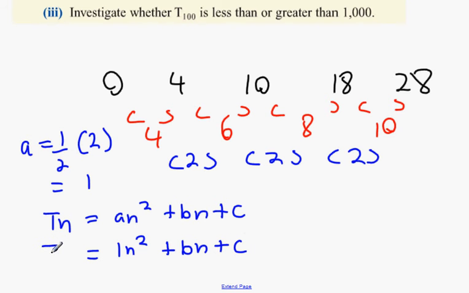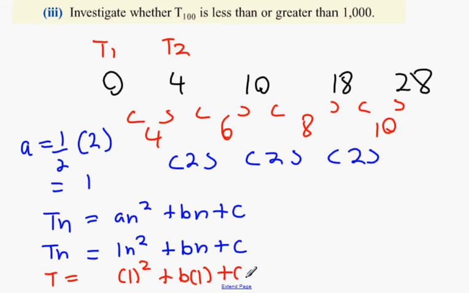Now this is what gives us Tn. So at the moment we'd go back up and use T1 and T2. This one's T1 and this one here is T2. What does T1 actually mean in regards to the formula? It means replace all n's with 1. So T1 equals 1 squared plus b times 1 plus c, and we know that T1 has to equal 0.